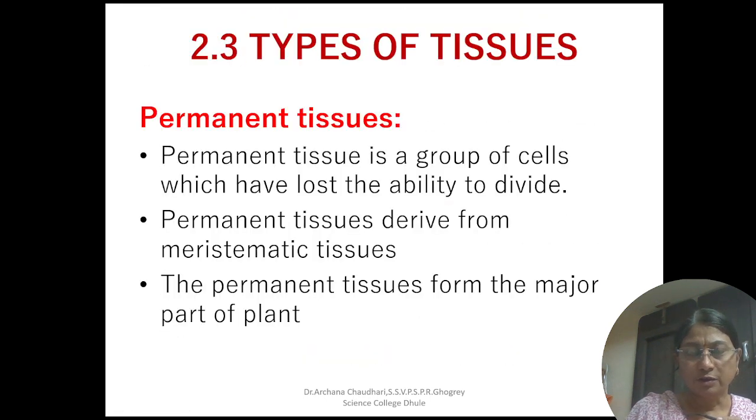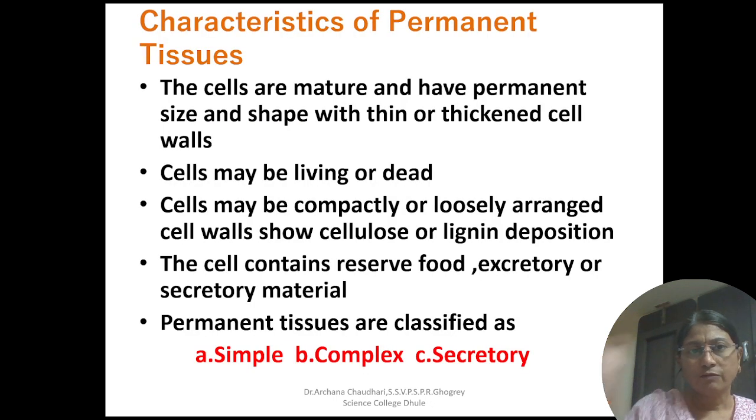The tissues can be classified as permanent tissues, which is the group of cells which have lost the ability to divide. The tissues are again divided into the meristematic tissues. The permanent tissues are derived from the meristematic tissue. The permanent tissue forms the major part of the plant. We will see the characteristics of permanent tissues.